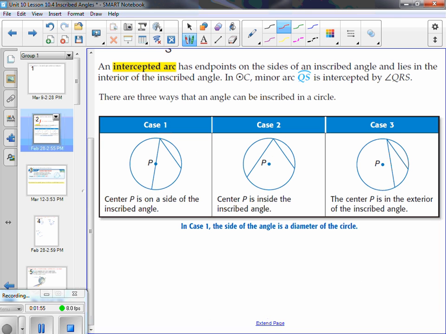And it works this way. It's all based on where the center of the circle is. The center of the circle can be on one of the sides, the center of the circle can be in the interior of the inscribed angle, or the center of the circle can be in the exterior of the inscribed angle. They're all called inscribed angles. Why? Because they fit the definition. The vertex of each one of these angles, here, here, and here, is a point on the circle.